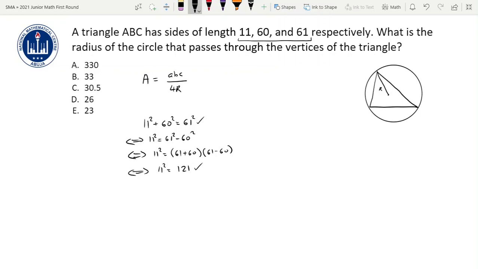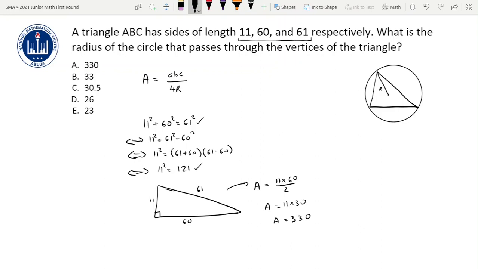Since 11, 60, and 61 are a Pythagorean triple, it means that this triangle is a right angled triangle with two side lengths 11 and 60, and a hypotenuse of 61, since 11 squared plus 60 squared is equal to 61 squared. And if this is the case, then the area of this triangle, since it's a right angled triangle, will be half of the product of the base and the height, which will be 11 times 60 divided by 2. And so the area here will be 11 times 30, and the area will be 330. So 330 is the area of this triangle.